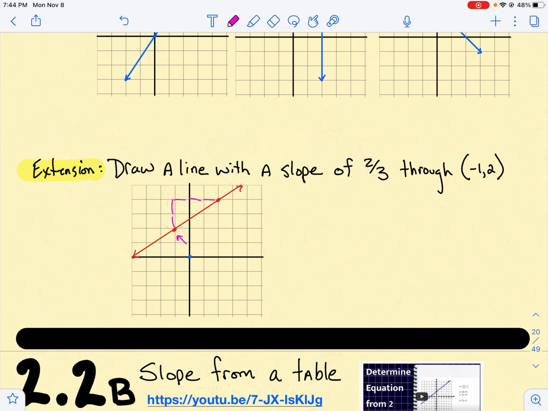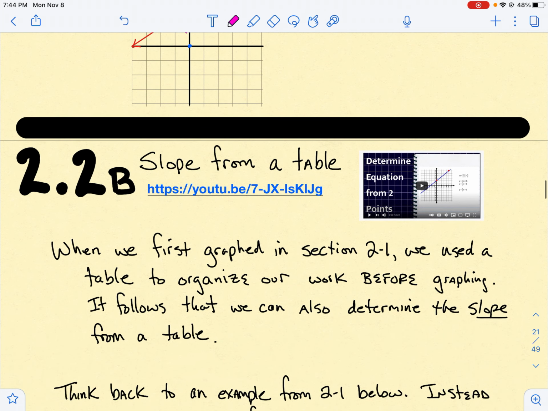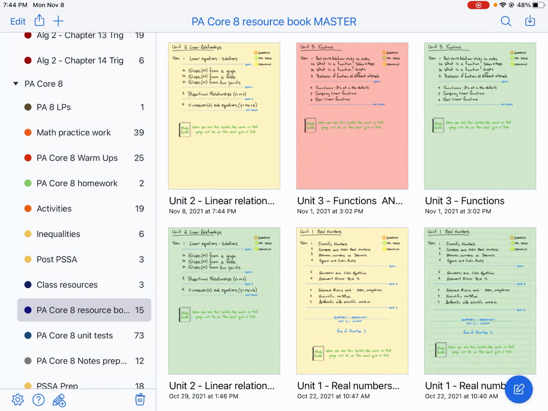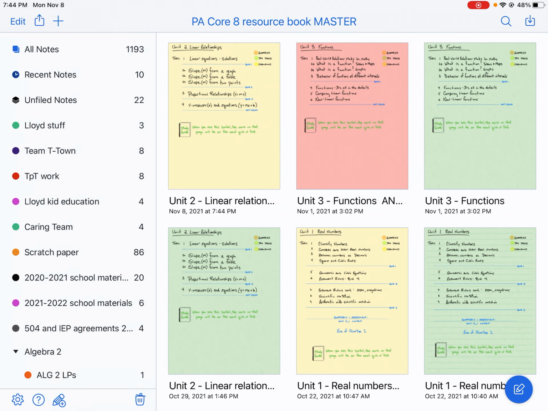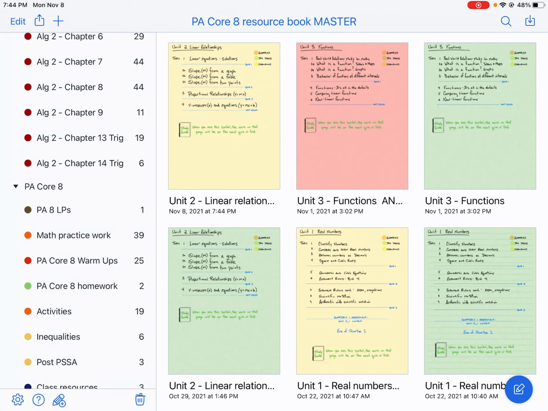I'm going to start with section 2.2b. This is the new material, and I don't want to use the answer key for this. I want to do it with you. The video might be a little bit lengthy, but hopefully you're in earbuds. You can pause, and you can take your time. You can write things in as you go.